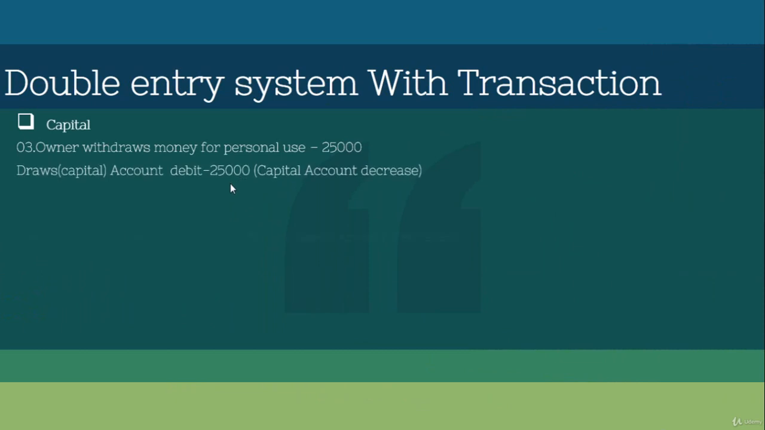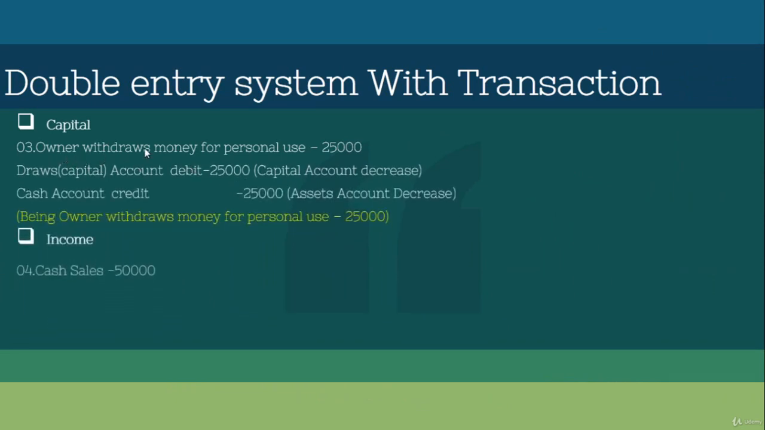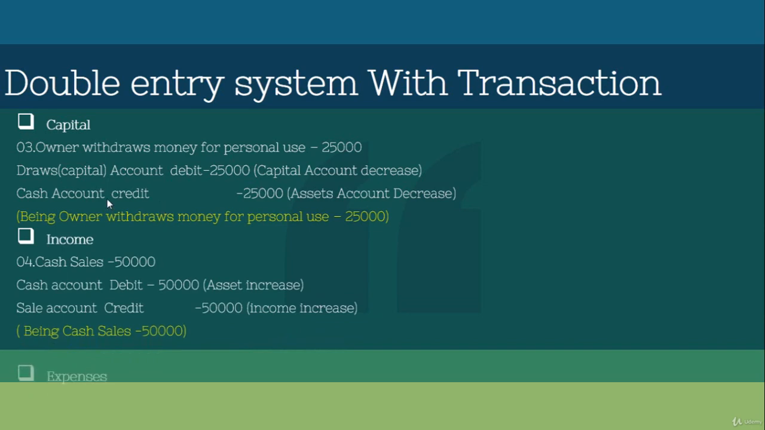The third one is capital. The transaction is the owner withdraws money for personal use, 25,000. If we withdraw, cash decreases, which means assets decrease, and capital decreases. Capital decrease is a debit, and asset decrease is a credit. A withdrawal is called drawings, so drawings account debit 25,000 and cash account credit 25,000. The narration is withdraw money for personal use. This is the double entry.